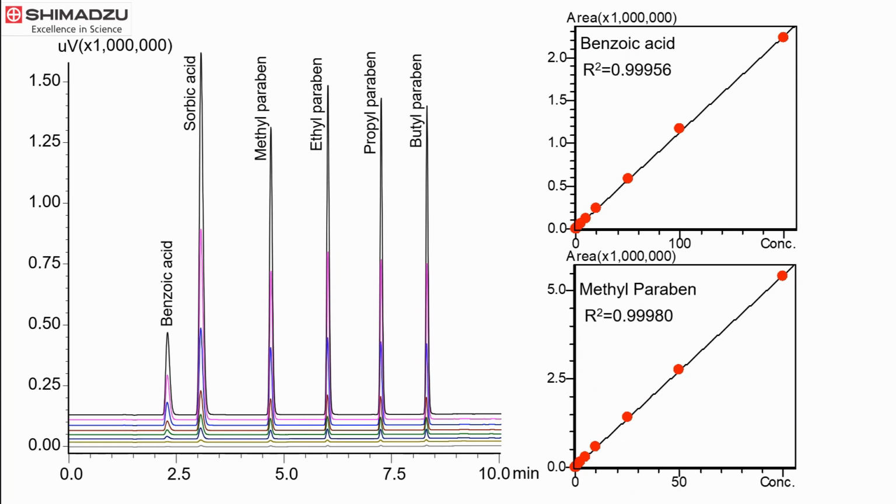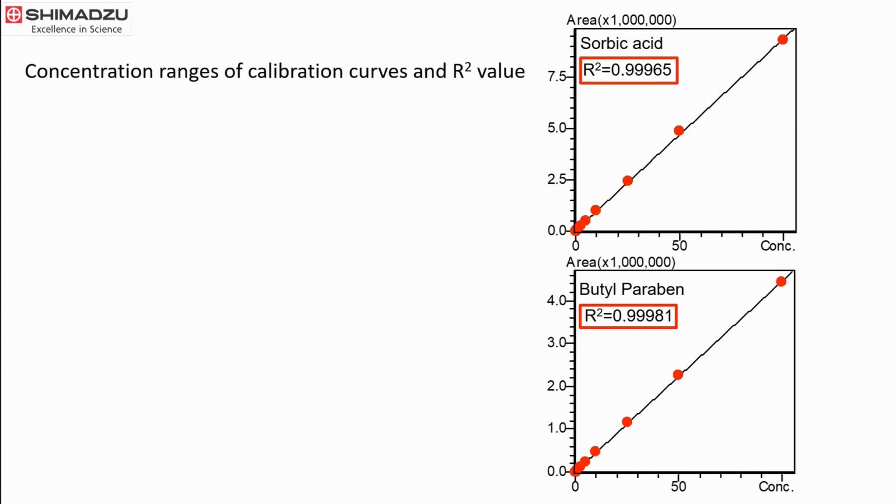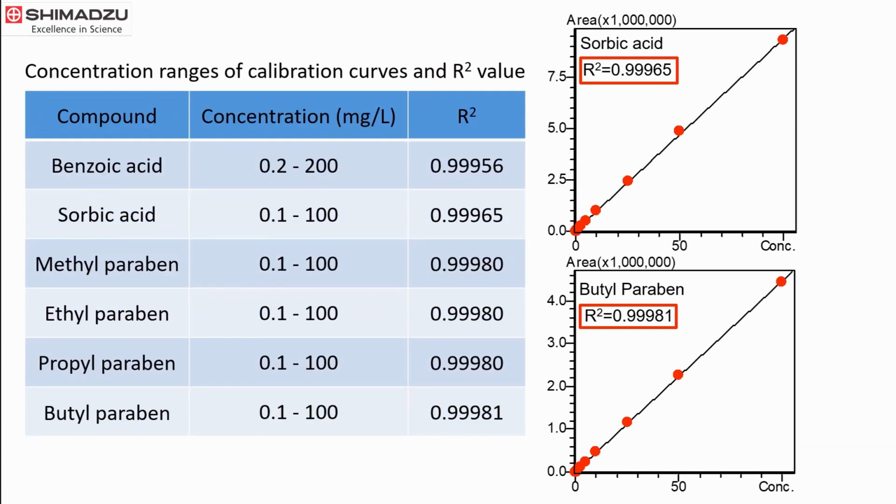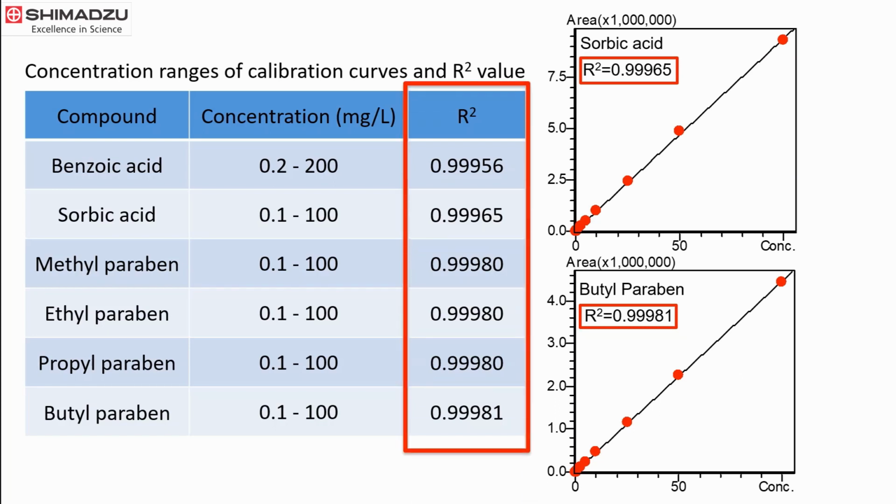The figures on the right show the calibration curve of benzoic acid and methyl parabens. This table summarizes the concentration ranges of the calibration curve, and the R-square values were all 0.999 or greater. The calibration curves were used to quantitate the preservatives in all the samples.